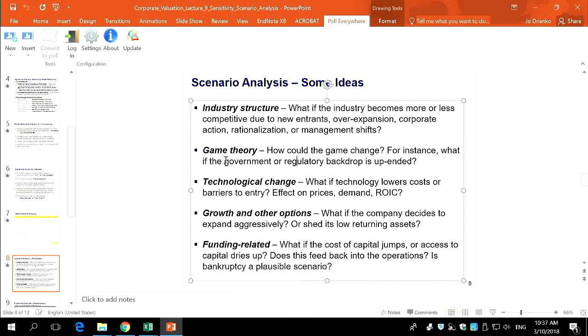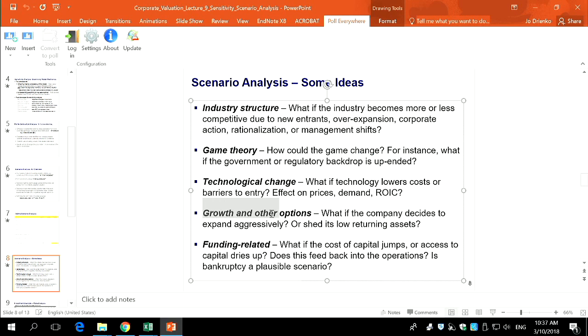Or what happens if there's a changing government, and suddenly the company you're valuing is regulated differently? The regulation goes up or down. Right? Technological change, always a common scenario. Very hard to predict. Very hard to get data for. And you can argue either way, because a technological change could actually improve sales for JB Hi-Fi. You have a new phone, new iPad, sales go up, right?